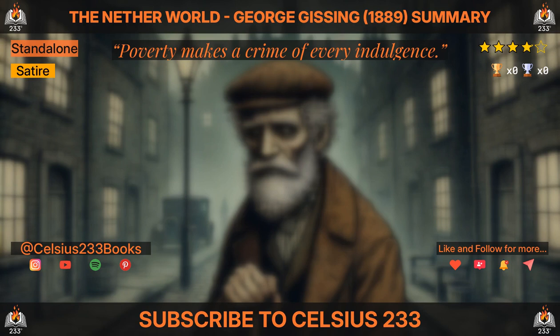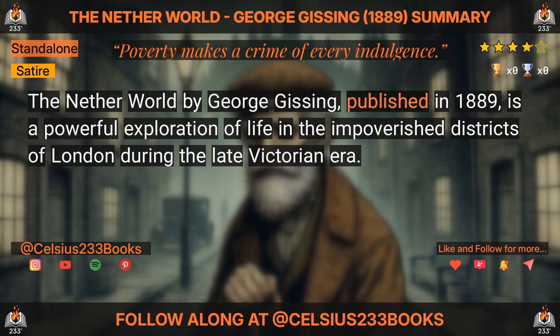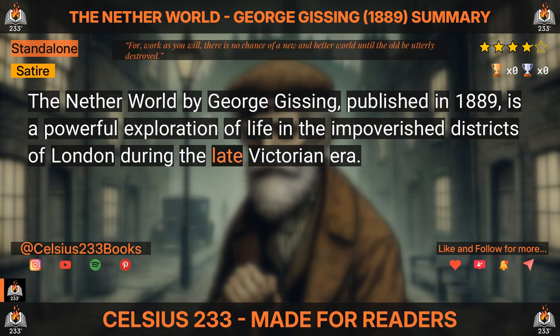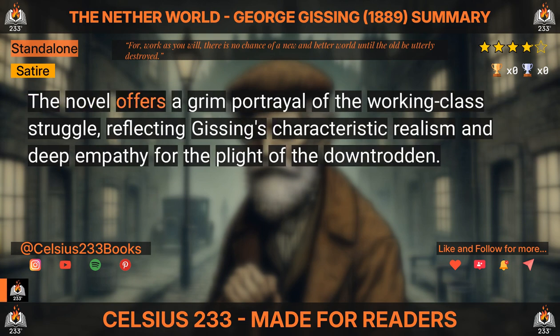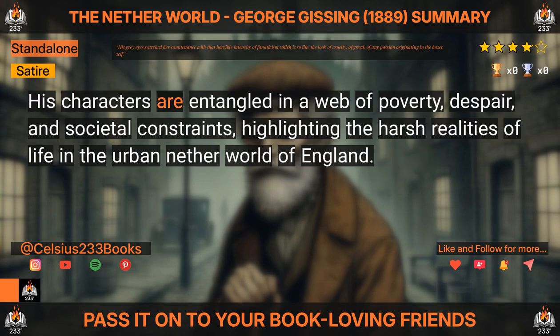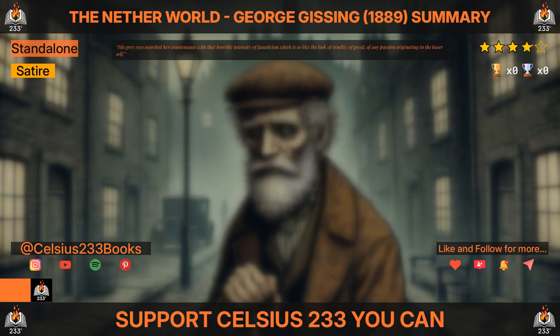Today, we will turn the pages of The Nether World by George Gissing. The Nether World by George Gissing, published in 1889, is a powerful exploration of life in the impoverished districts of London during the late Victorian era. The novel offers a grim portrayal of the working-class struggle, reflecting Gissing's characteristic realism and deep empathy for the plight of the downtrodden. His characters are entangled in a web of poverty, despair, and societal constraints, highlighting the harsh realities of life in the urban Nether World of England.